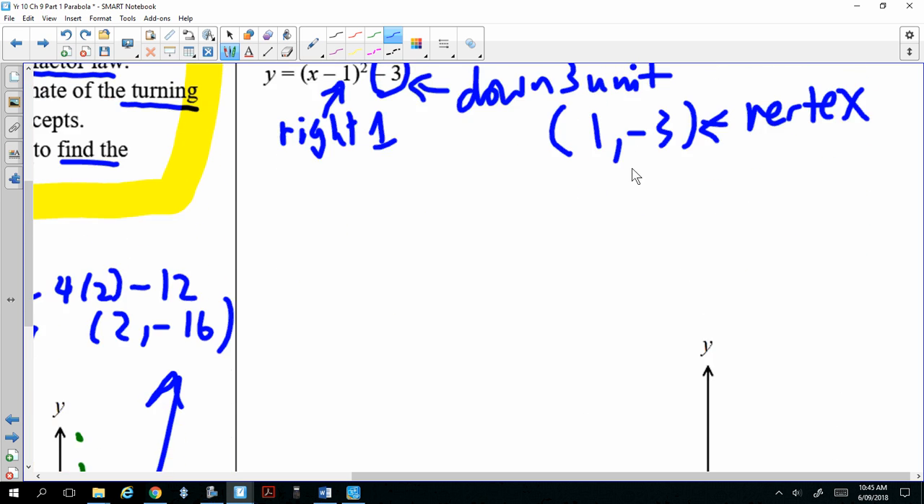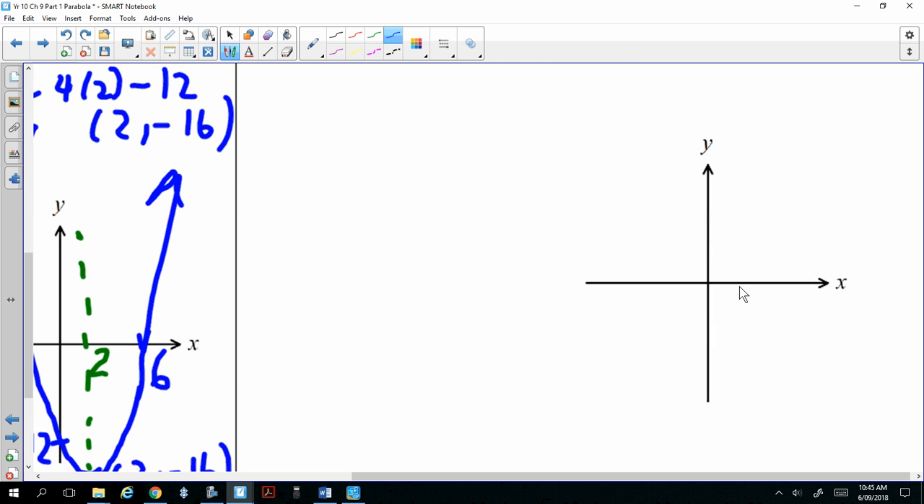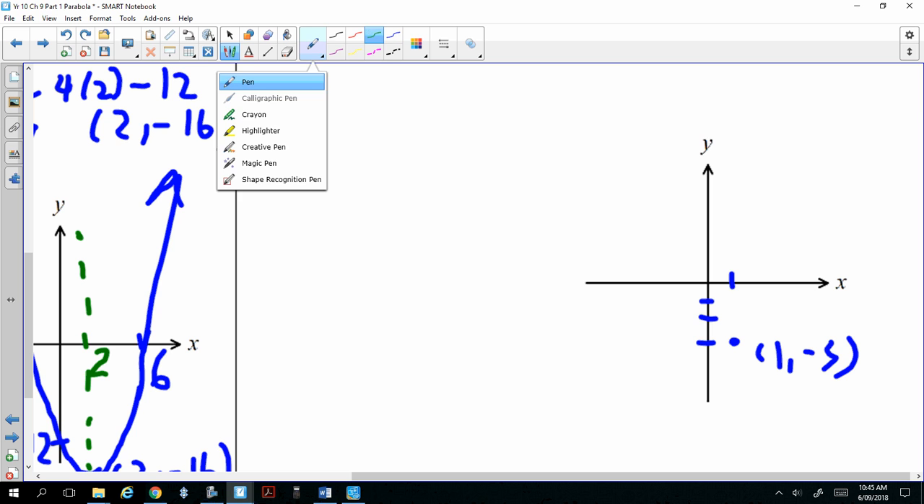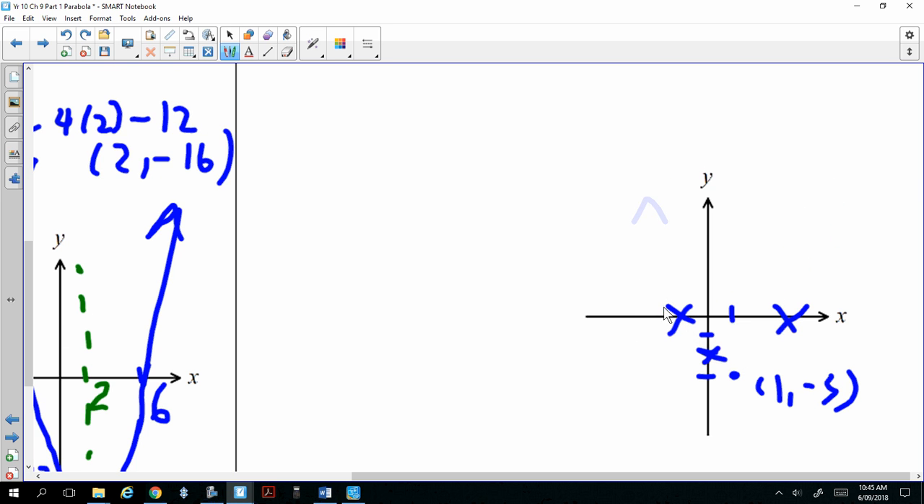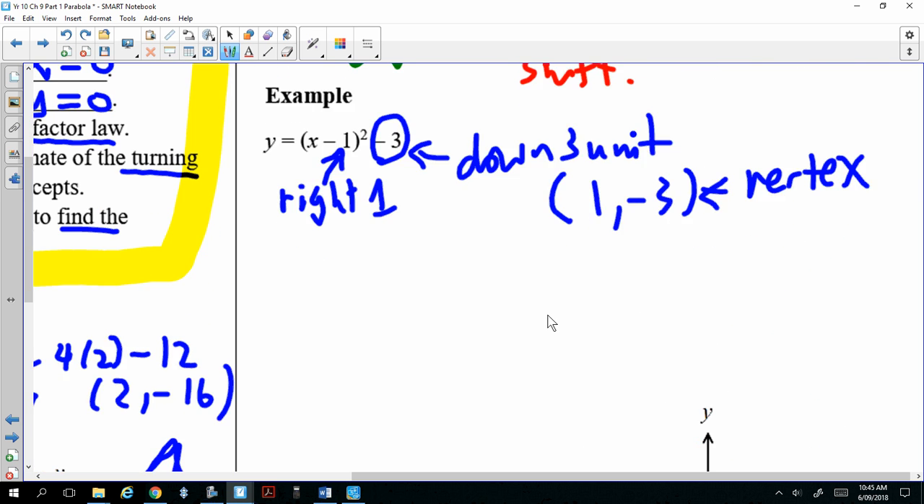(1, -3) is here, 1 across, 3 down. You can almost sketch it, like if I use this pen, which will delete itself. So you can just sketch it straight away like that, right? But then you want to find out the x-intercept and the y-intercept, okay? So that's what we're going to do. To do that, we're going to follow the same procedure as before. So let's find the y and x-intercept.